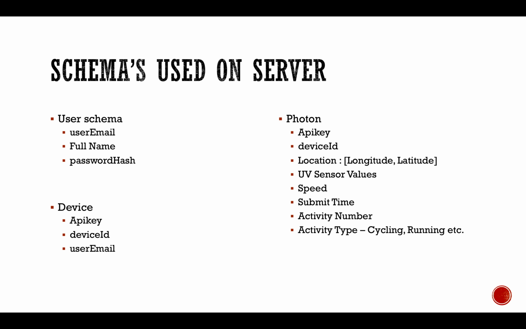Lastly, we collect Photon data in the Photon schema, which stores the API key and the device ID, along with the values that we get from the Photon, such as the location, UV sensor values, speed, and the submit time. Submit time is the time at which the data was submitted. And we also have two extra fields here which segregate the values from one another, which are the activity number and the activity type.